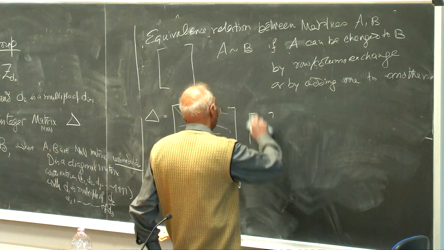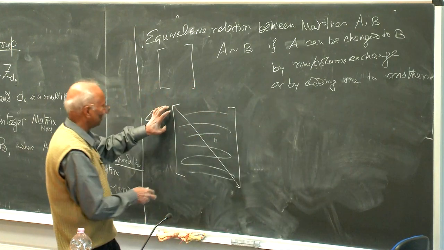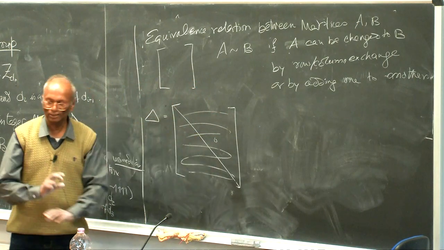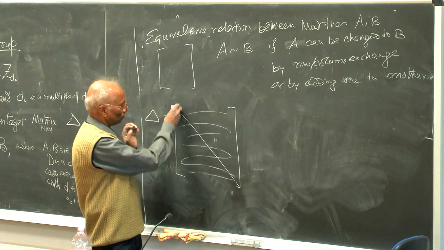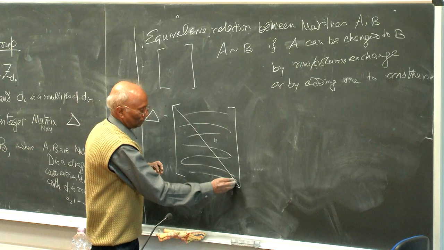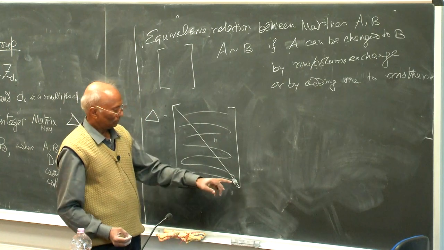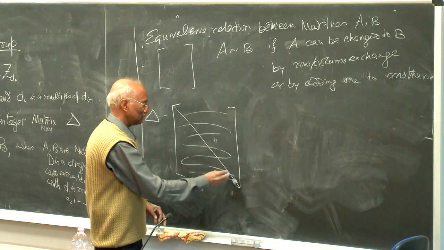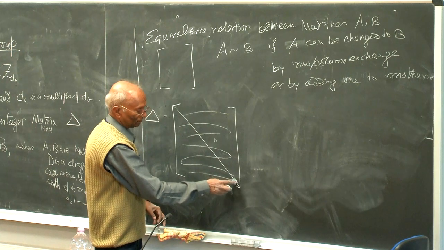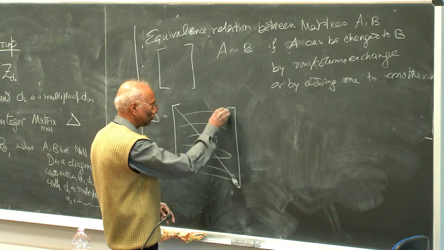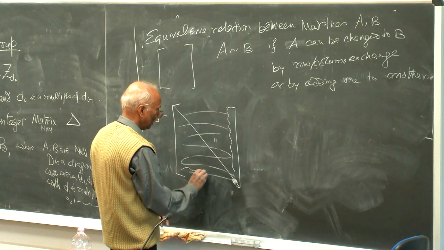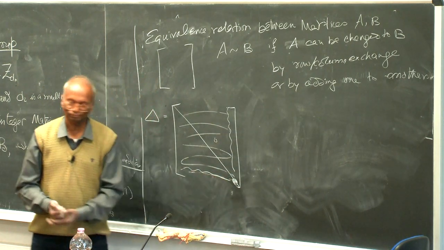I will keep track of what I multiplied by, multiplying by A and B on the left and right, with delta in the middle. So all matrices can be reduced to this form where there is some entry here. Then I will just subtract. This is a small entry. So I will subtract it from everything here and bring these entries to zero.